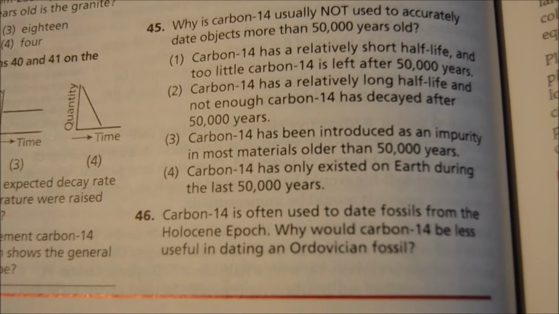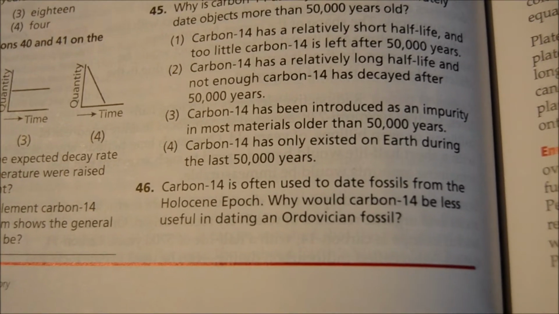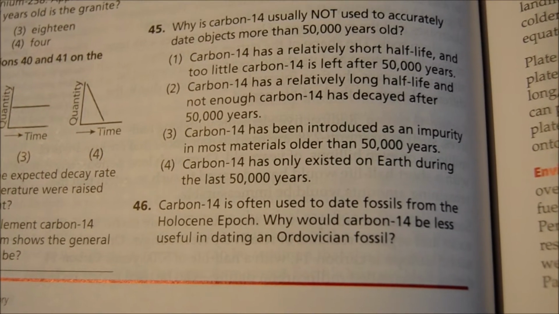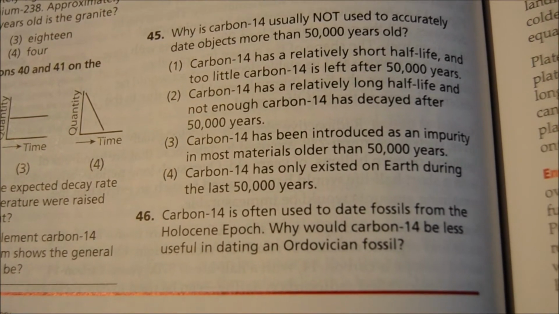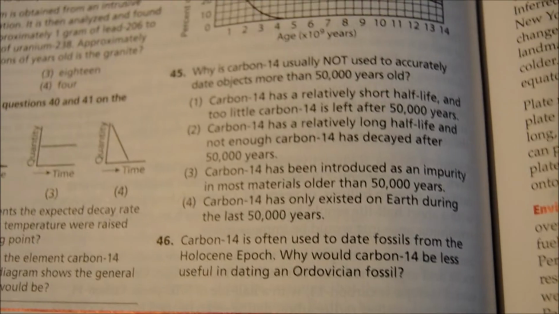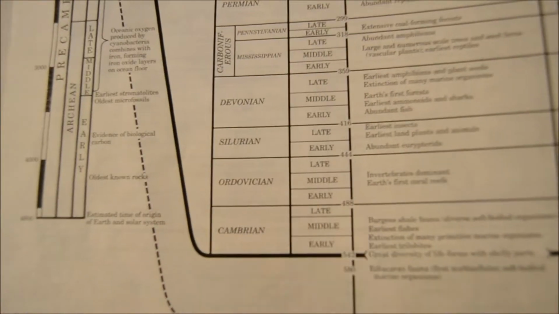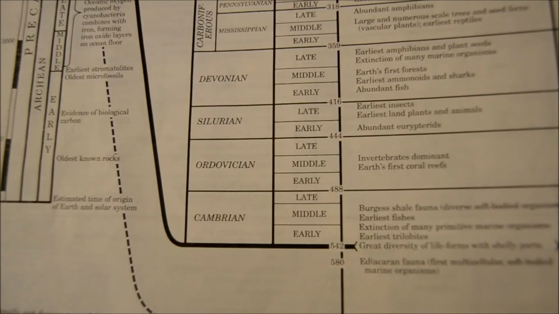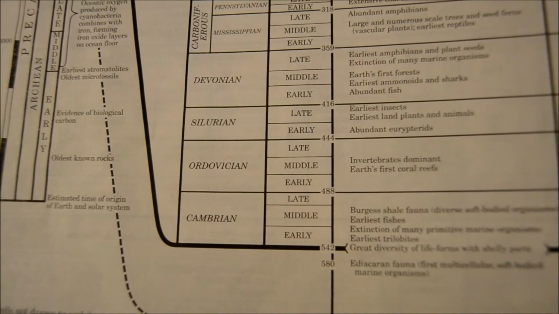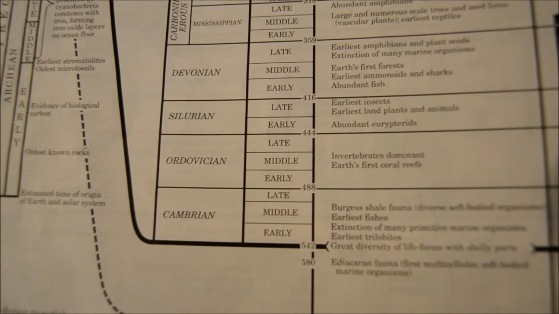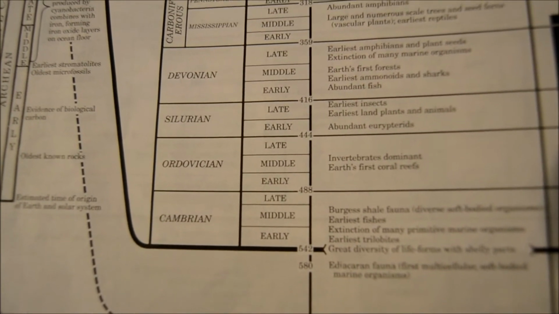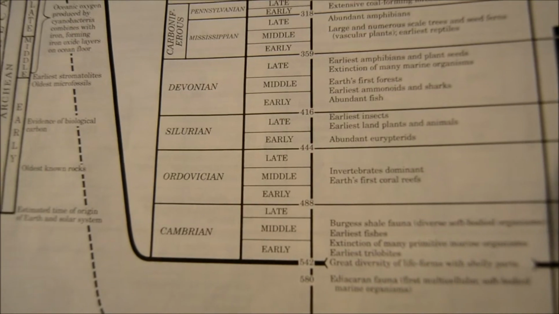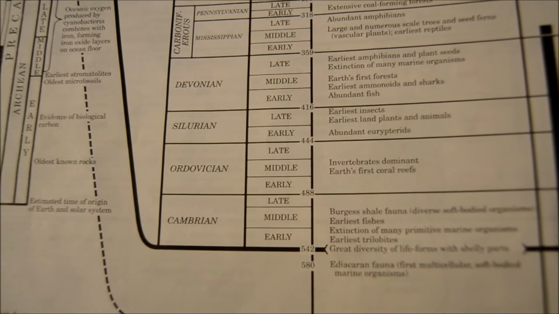46. Carbon-14 is often used to date fossils from the Holocene epoch. Why would carbon-14 be less useful in dating the Ordovician fossils? If you look at your reference table, Ordovician, you're looking at 444 to 488 million years ago. Remember, we just said 70,000 years is what you're going to get from carbon-14. So the half-life is too short and not enough carbon-14 remaining.